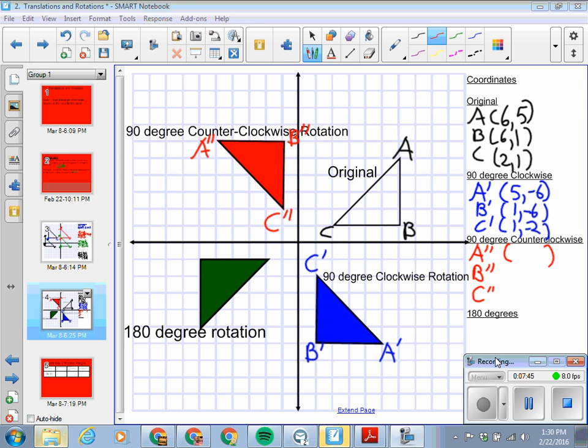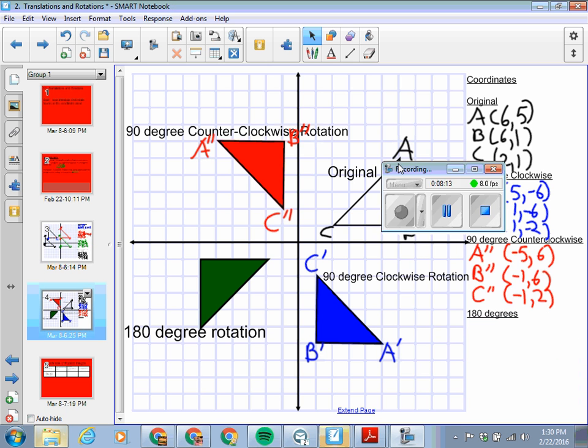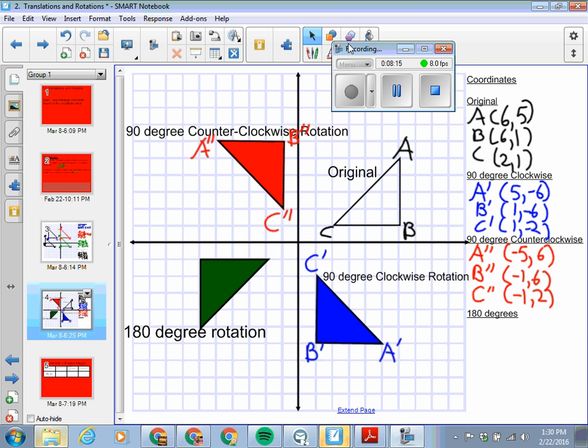So A double is at negative 1, 2, 3, 4, 5. 1, 2, 3, 4, 5, 6. So negative 5, 6. And then our B double will be negative 1, 6. And then our C double is at negative 1, 2. Now if you look at that compared to the original, we've again flipped the coordinates around. But now this time, the new X coordinate gets the negative sign, the opposite sign.